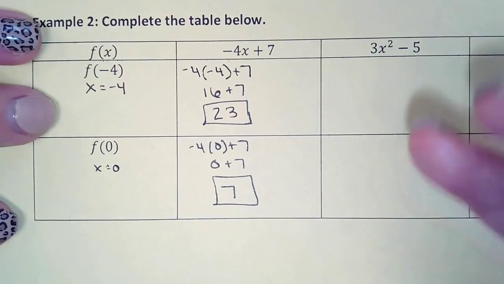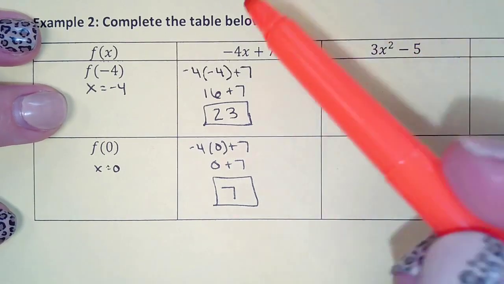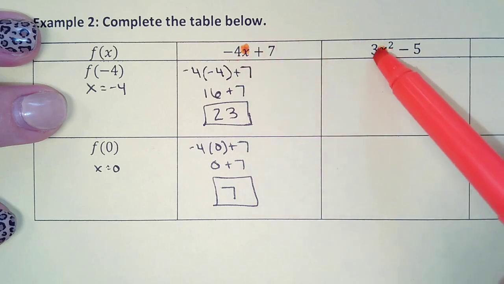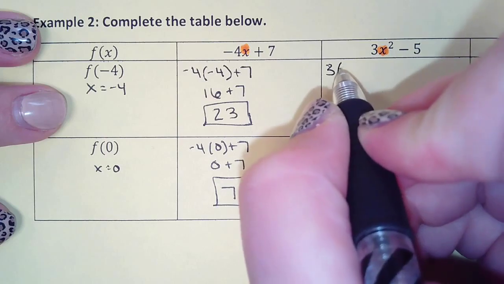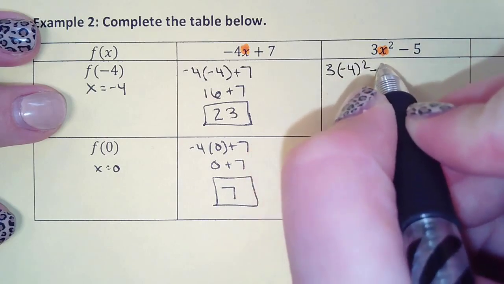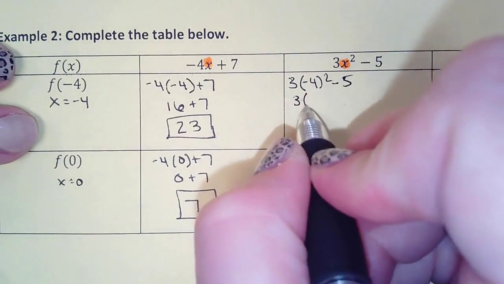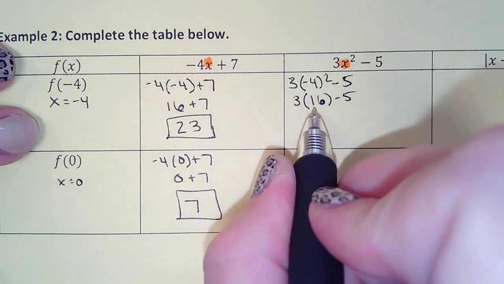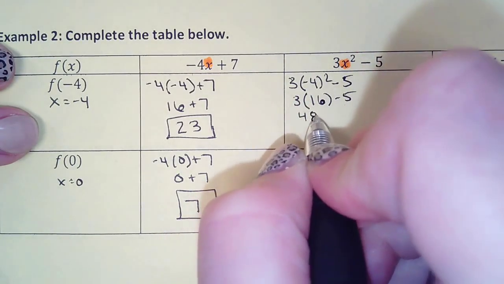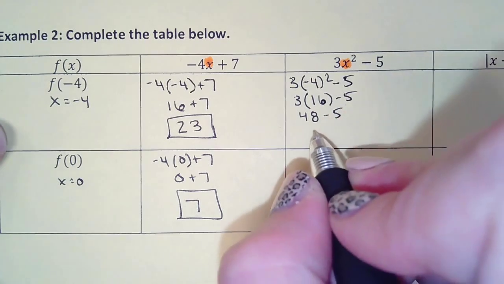Next part. Let's plug in for this x. So I have 3 times negative 4 squared minus 5. First do the exponent. Negative 4 squared is 16. Now multiply. 3 times 16 is 48, minus 5. 48 minus 5 is 43.